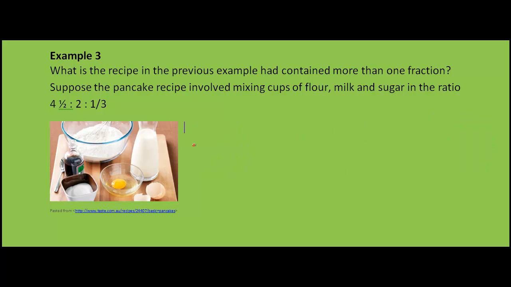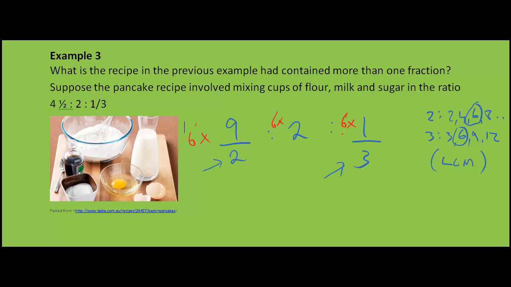So if I multiply each number in the ratio by 6, I will get a new ratio of 27 is to 12 is to 2. This ratio has been written using whole numbers only and is in its simplest form.